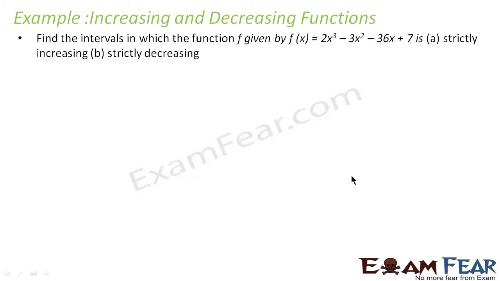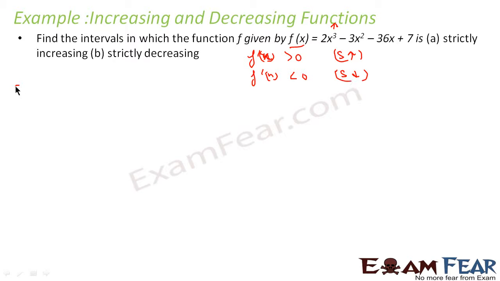Let's take one more example. Very similar to this, but here it is the equation of power 3. There it was power 2. So here finding the value of x is a little tricky. Here also we have to find the intervals where this function is strictly increasing and strictly decreasing. So we know that a function is strictly increasing if my f dash x is greater than 0, and if my f dash x is less than 0, it is strictly decreasing.